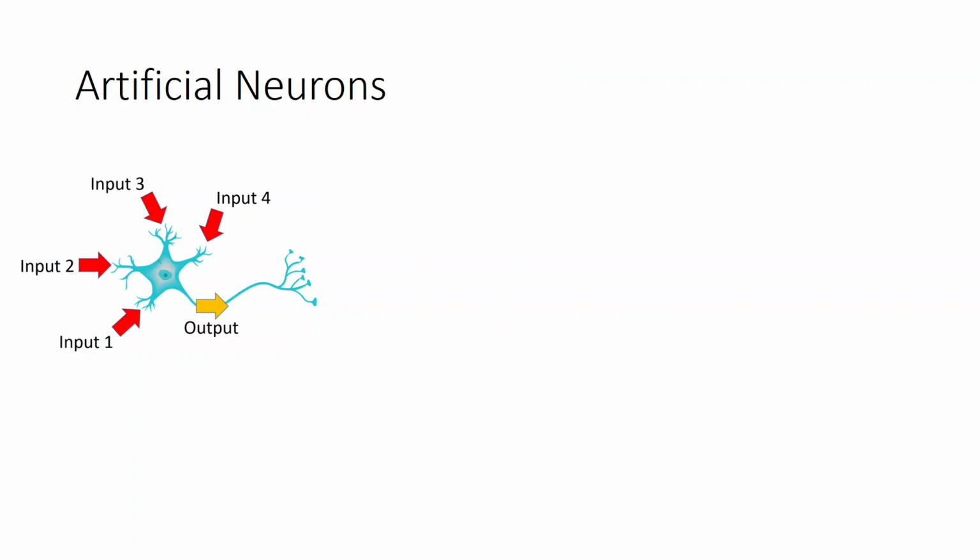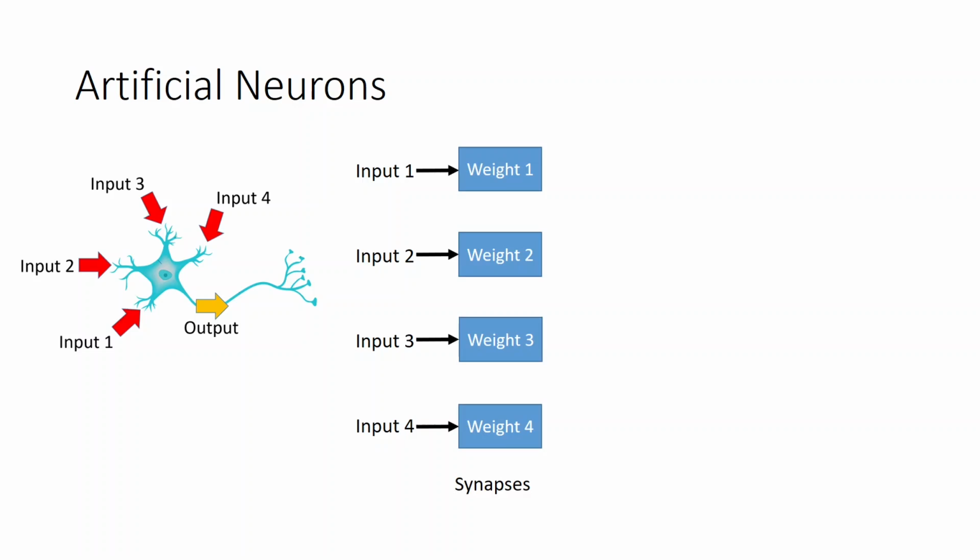We can develop artificial neurons that are similar to the neurons in nature. This natural neuron is shown as having 4 inputs. We can make a similar artificial neuron that also has 4 inputs, as shown in the middle. These 4 inputs are connected to 4 weights. The weights represent the synapses in natural neurons and can have a high or low value depending on whether the synapse is strong or weak.